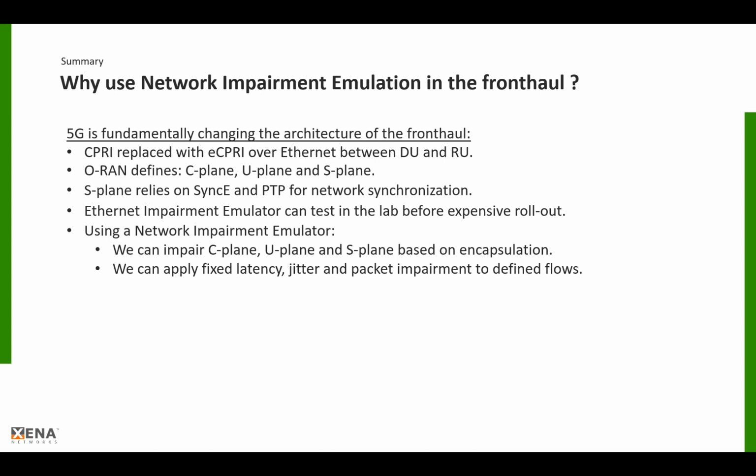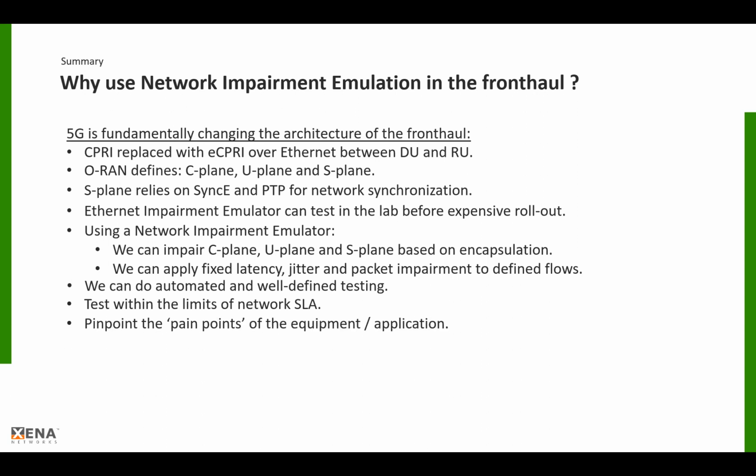illustrating the basic idea that if you can specify the data flows you want to impair in terms of the packet encapsulation and how you want to impair these flows, you can use an Ethernet impairment emulator to do the testing in your own lab. One major advantage to this approach is that the emulator will allow precisely defined automated testing to verify that your equipment or application works fine within the limits of your network. In addition to this, you can use the emulator to identify and explore the pain points of your product in order to improve robustness wherever needed, making the cycle of test, improve, repeat as short as possible.